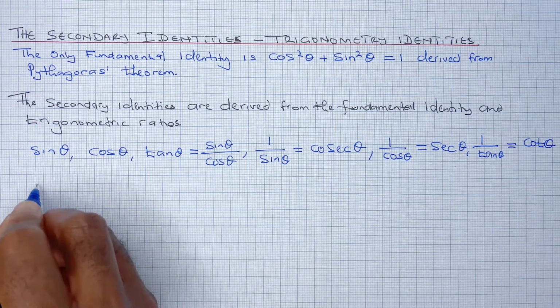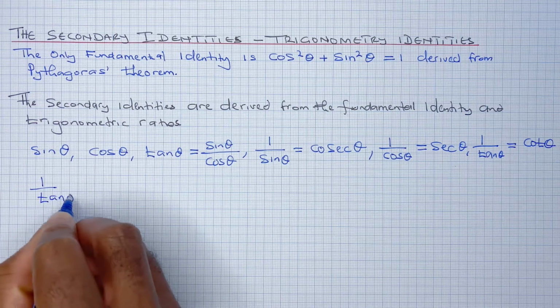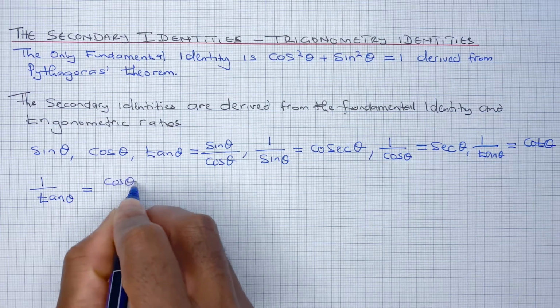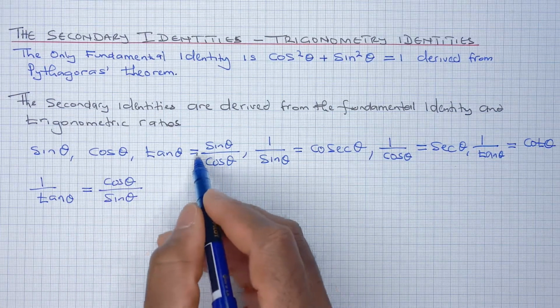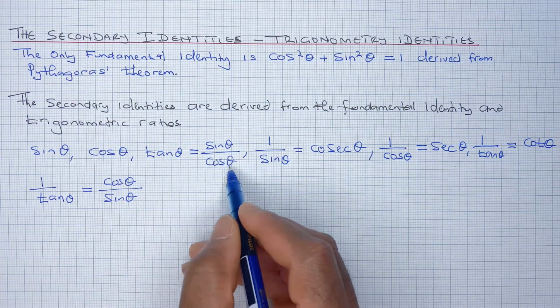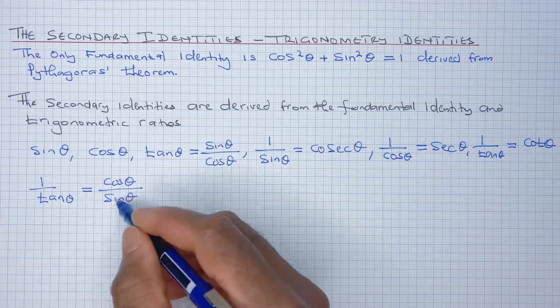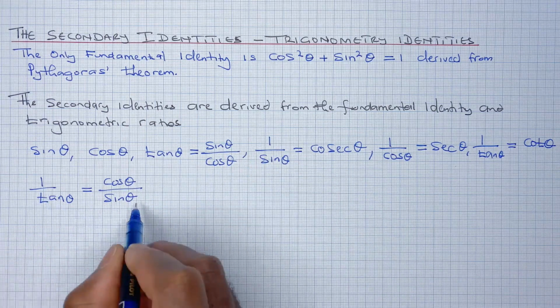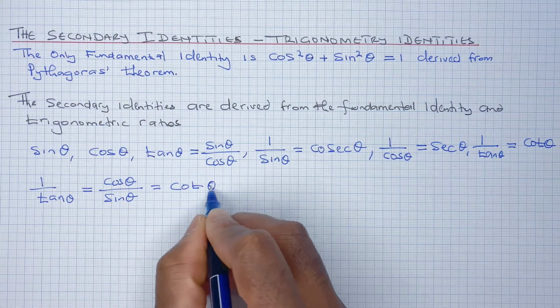Sometimes you could write 1 over tan theta to be cos theta over sine theta, because tan theta is sine theta over cos theta, and 1 over is a reciprocal, so you inverse, so you're flipping that up, and that's why you get that, and that is cot theta.